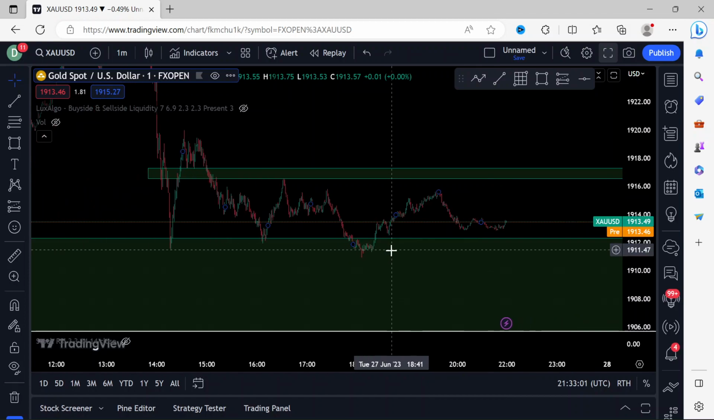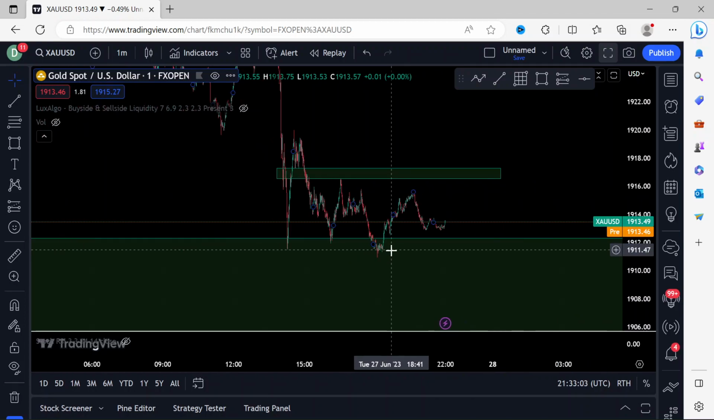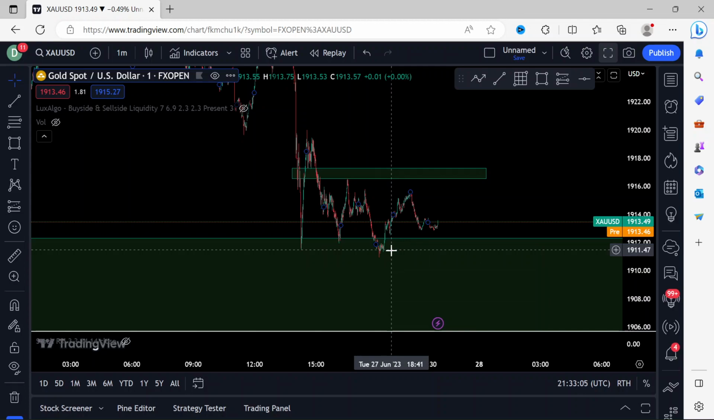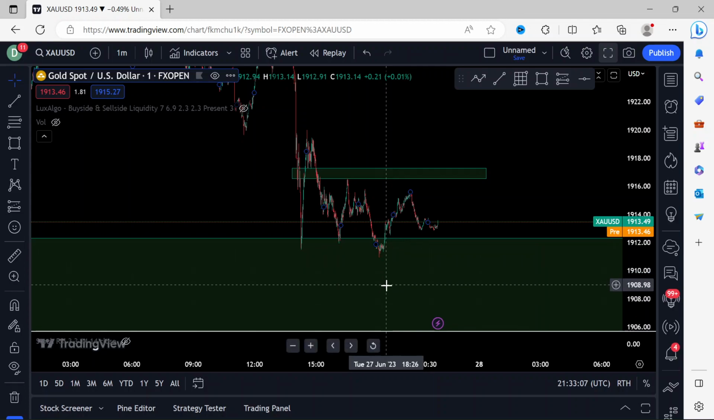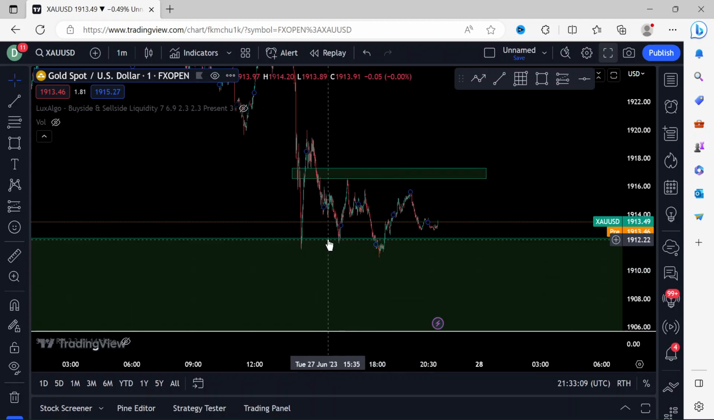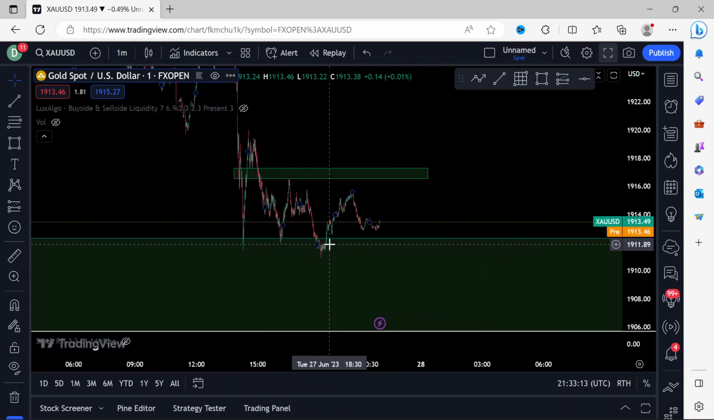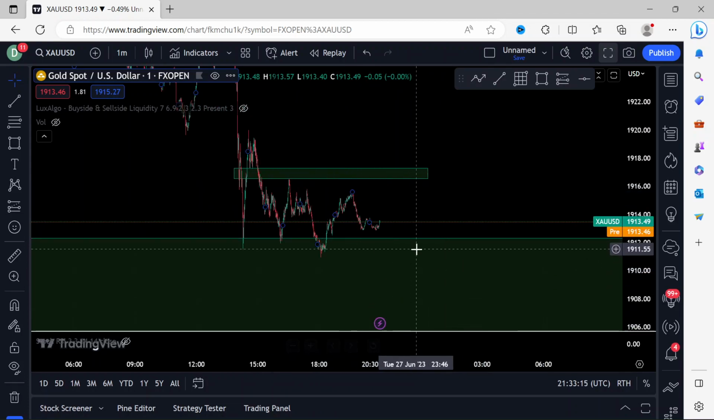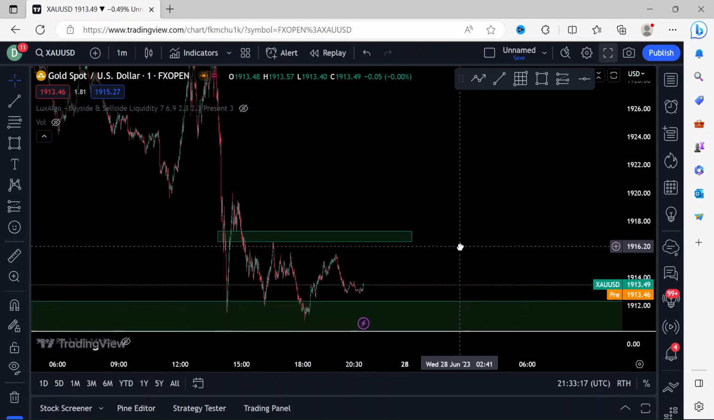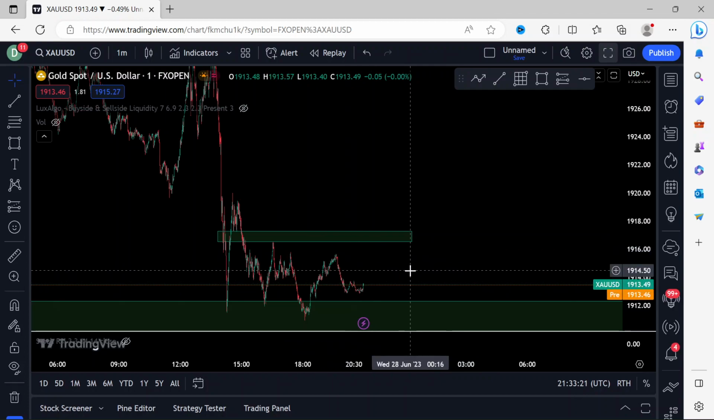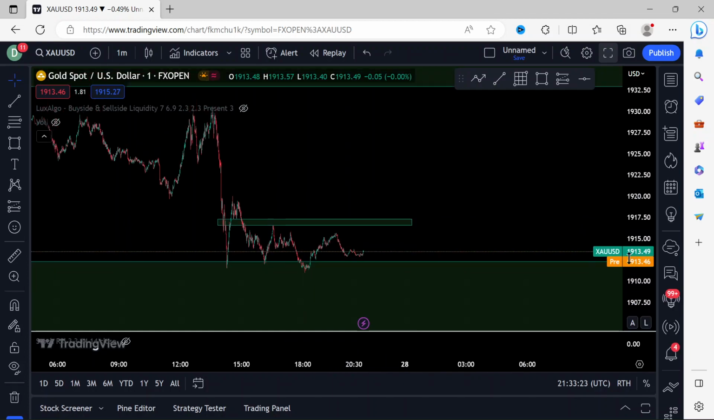So this is how we have found a lot of support and resistance zones. So now we can see that price is currently moving along our low, which was the one we drew. That is our recent low. And then we are going to find confirmations to trade.